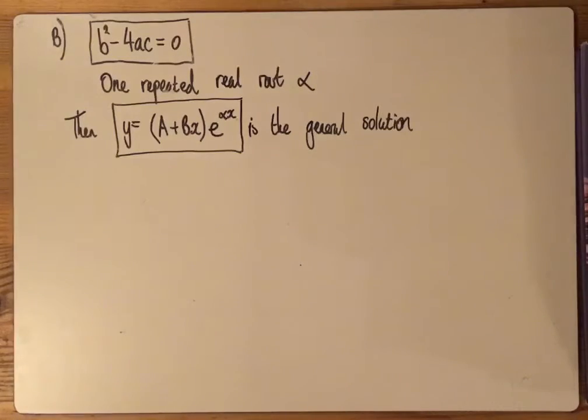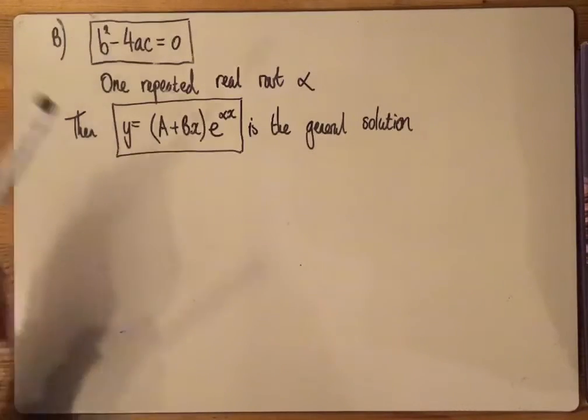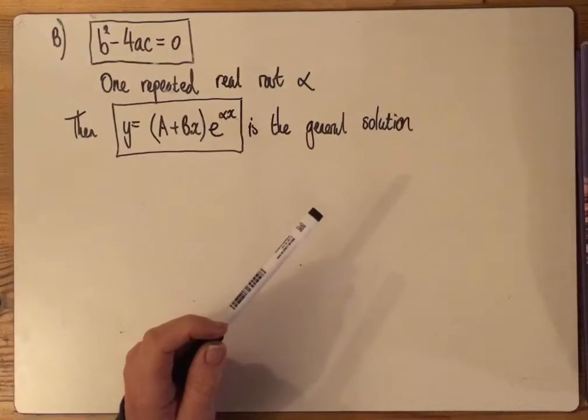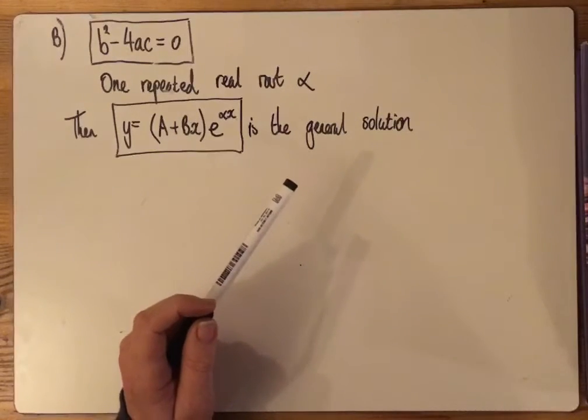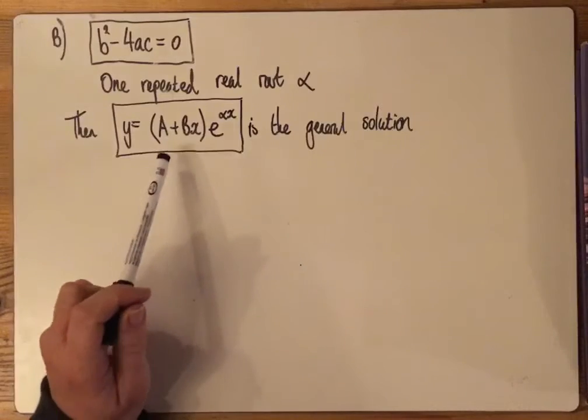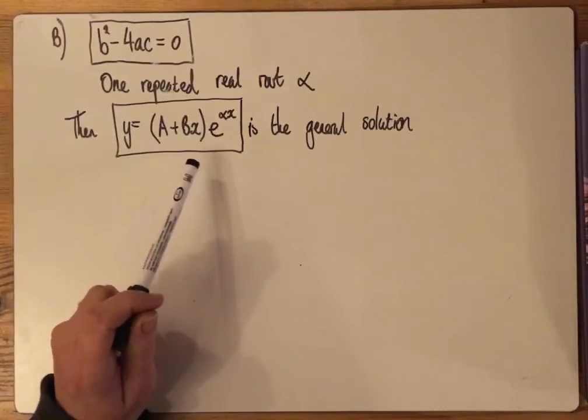Okay, second scenario is that you have one repeated real root alpha, which means the discriminant will be equal to 0, and the general solution to the homogeneous second order differential equation is (a plus bx) times e to the alpha x.